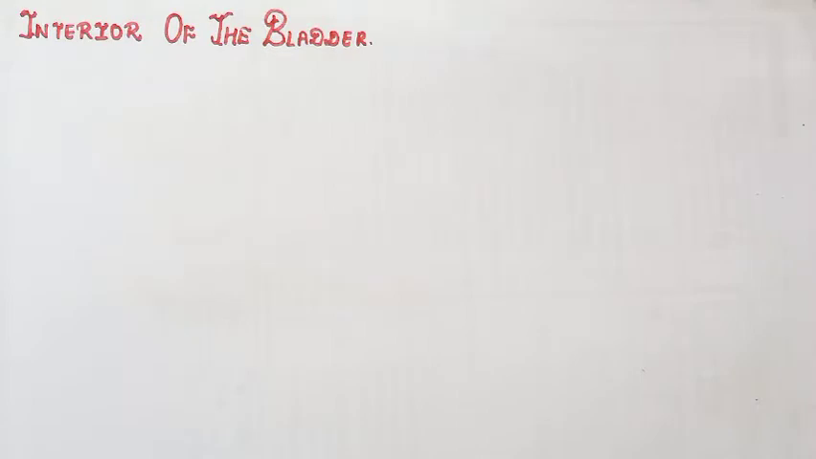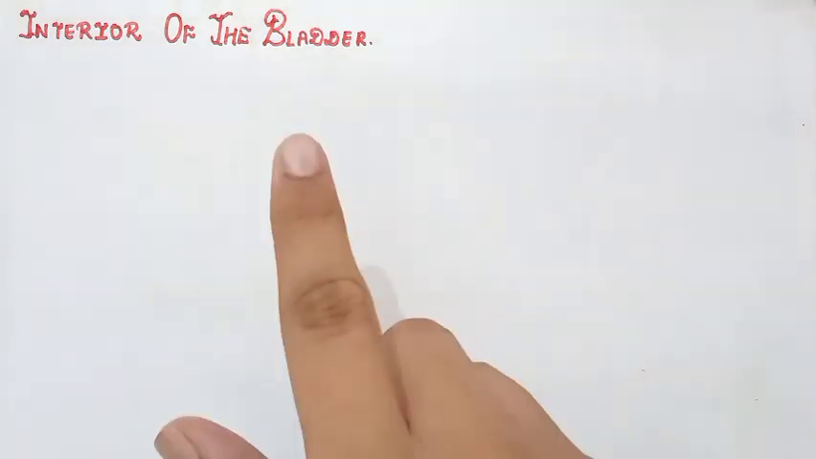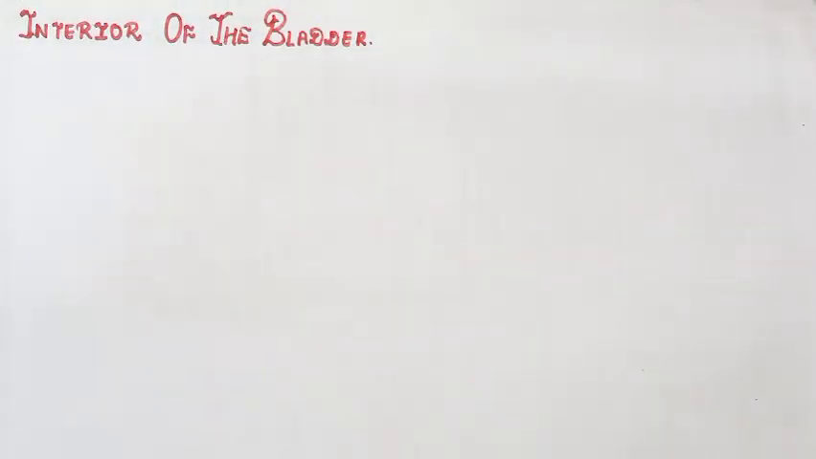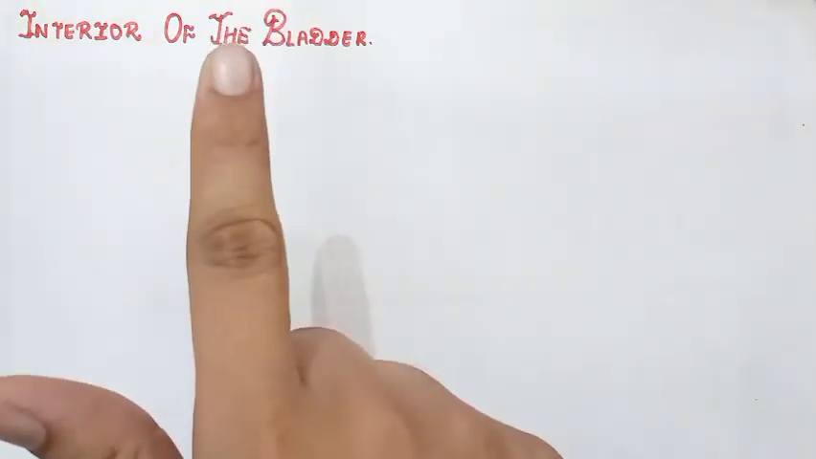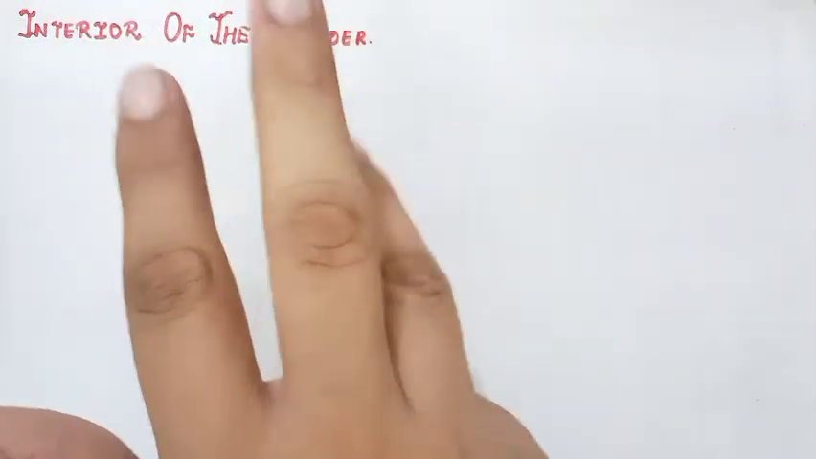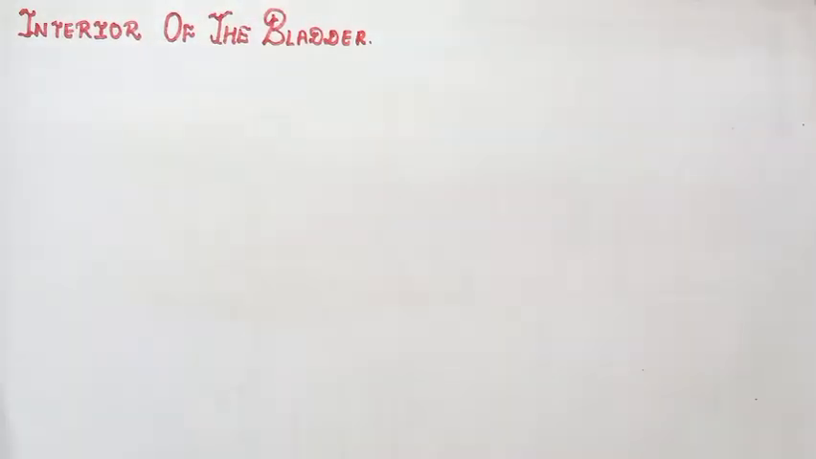Welcome to our channel. This is Ashish, and in this video we'll discuss the interior of the urinary bladder. Apart from the interior of the bladder, we'll discuss four other things. The first is the capacity, second is the arterial supply, third is the venous drainage, and fourth is the lymphatic drainage of the urinary bladder. We'll also discuss the nerve supply.